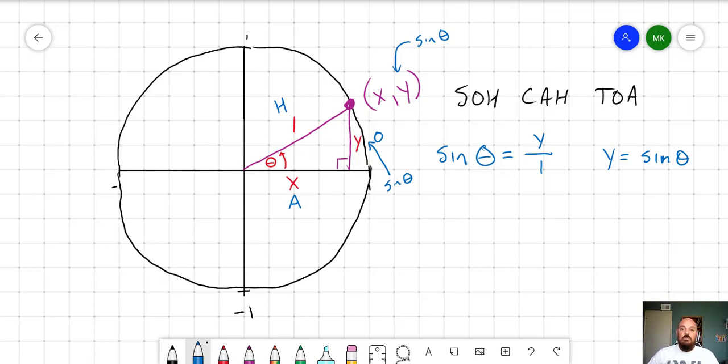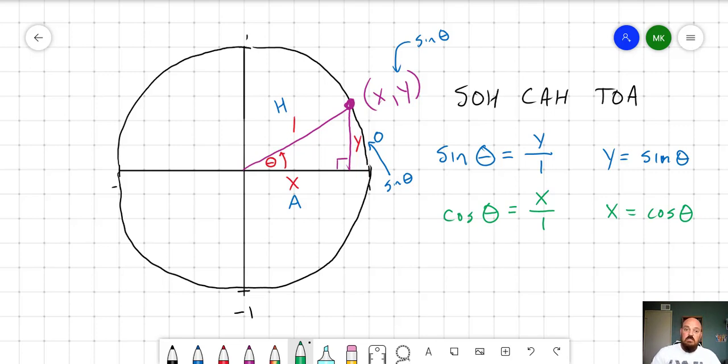Now let's try the same thing with cosine. So I'm going to use SOHCAHTOA to set up an equation for cosine of theta. Now CAH, cosine is adjacent over hypotenuse, and in our triangle, adjacent is x, hypotenuse is 1. And we get almost the same thing happening. X over 1 is basically x, so what we've just learned is that x equals cosine theta.